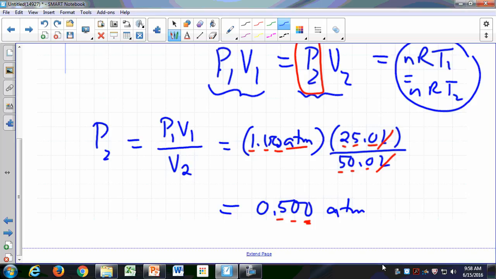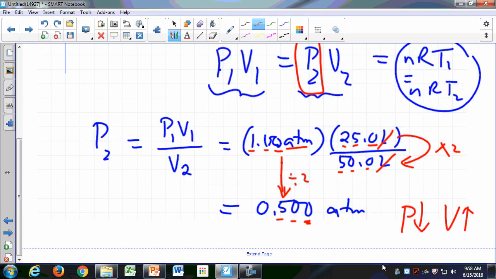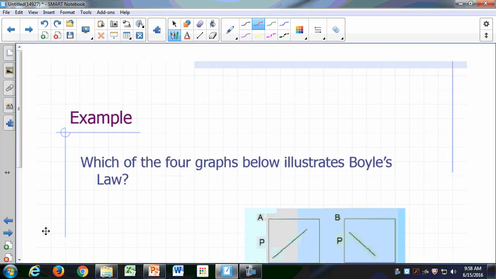So what essentially happened here? You doubled the volume from 25 to 50. What happened to your pressure? It got cut in half. It got divided by 2. So this is times 2, and this is divided by 2. Pressure goes down, volume goes up by the same factor. That's Boyle's law. Okay? Let's take a look at this question right here.